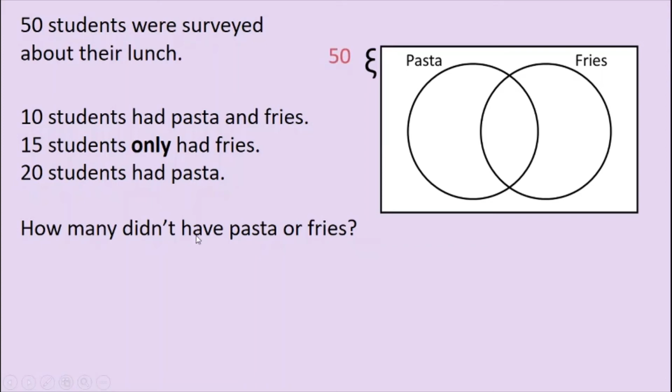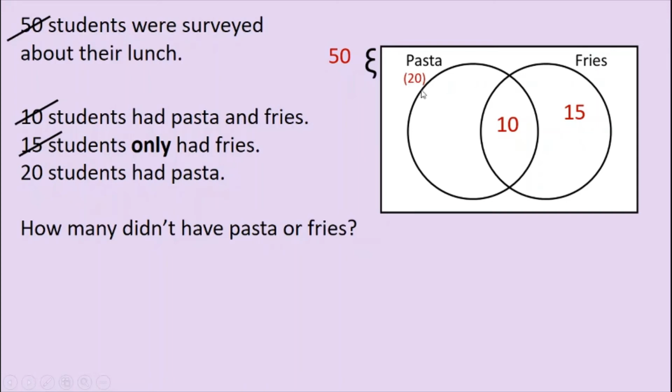First of all, there are 50 people. I'm going to tick that off from my piece of information. I've got a total of 50 for the whole Venn diagram. I know I've got 10 students with pasta and fries, so I can put that in the middle and cross that off. I've got 15 who had only fries, so 15 can go there, cross that off. Leaving 20 who had pasta.